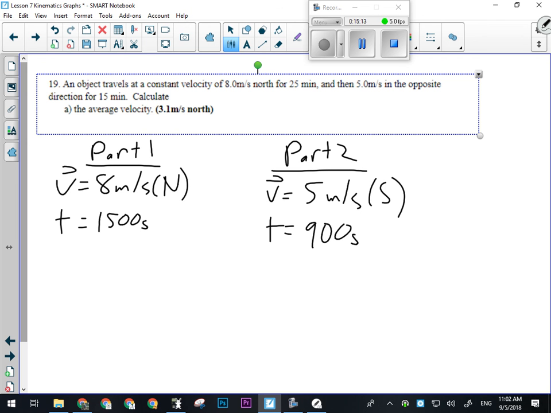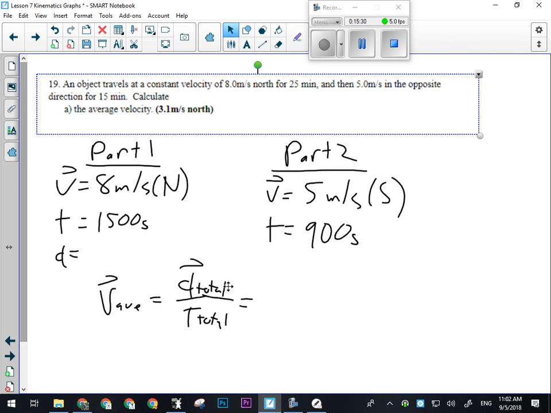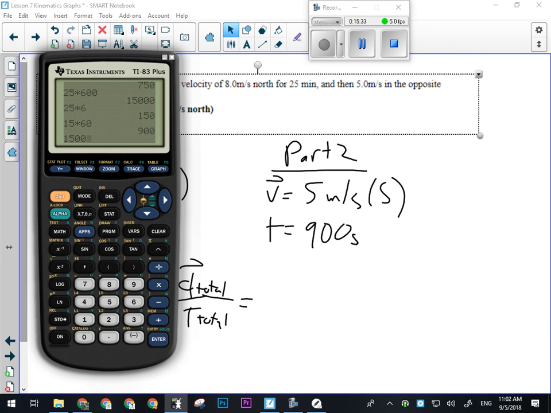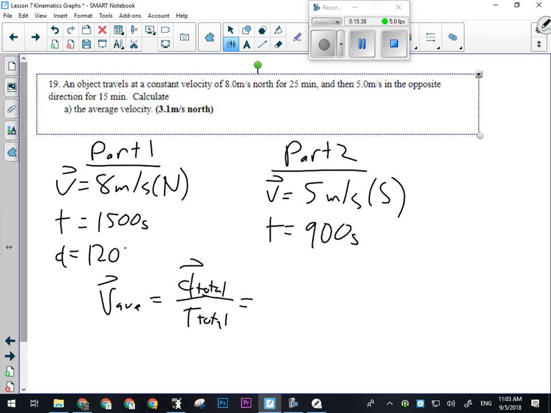All right, now that I have those, if I want to calculate the average velocity, I have to remember that average velocity is total displacement over total time. Okay, I don't have the displacements, but they're not hard to find for each section. So D here will be 1500 times 8, which is 12,000 meters. And then for this one here, 5 times 900 should be 4,500. Is that right? Okay, meters.